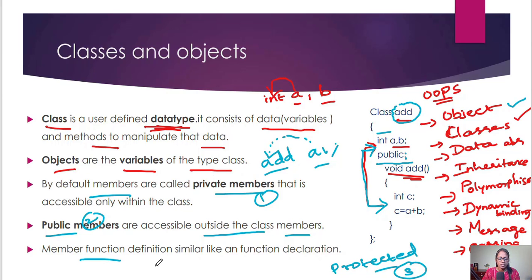Member function definition is similar to a function declaration. Whatever function you are declaring inside the class will be the same as a function declaration. We have already seen how to define a function. What is the return type, function name, and argument list, that will be the same here also. A member function is nothing but similar to a function declaration, right?